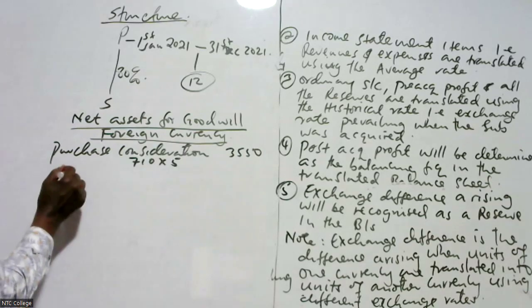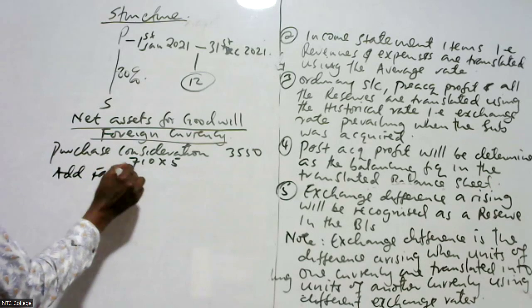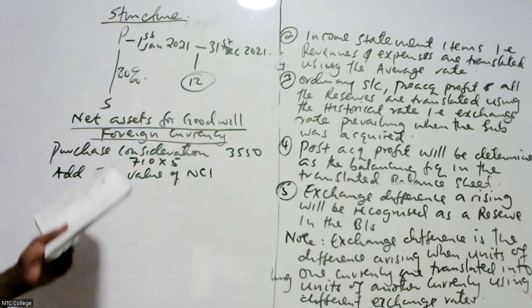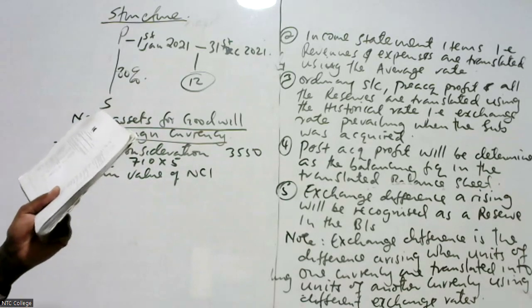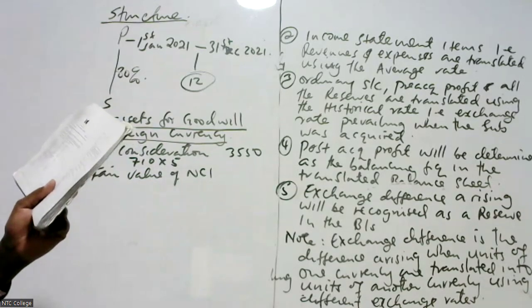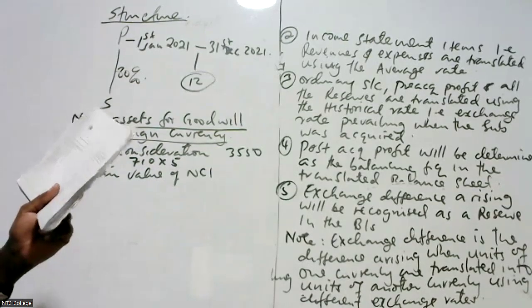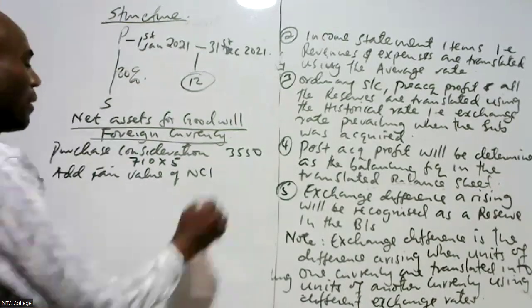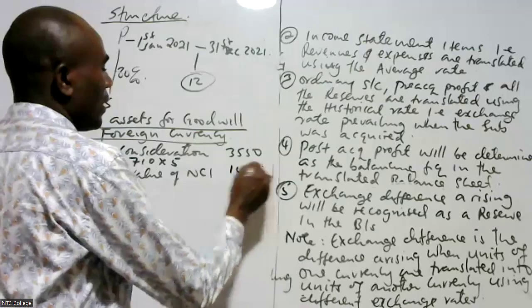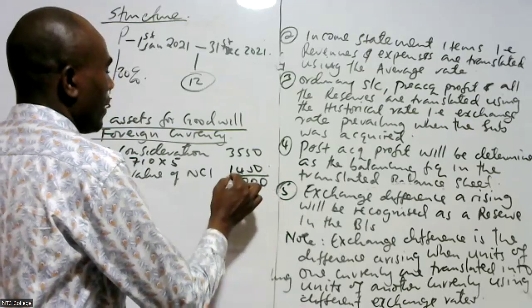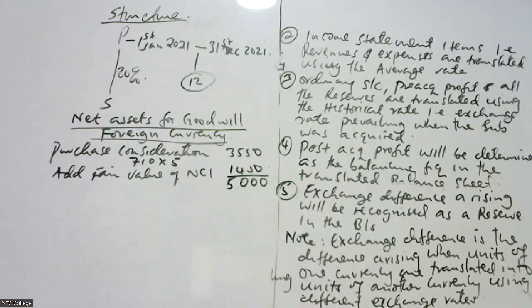Then I come to add fair value of NCI, in note number 3. The non-controlling interest in S Limited as at the acquisition date was valued at FR 1,450 million using the fair value method. 1,450. Therefore, I get a total, which is 5,000 FR.